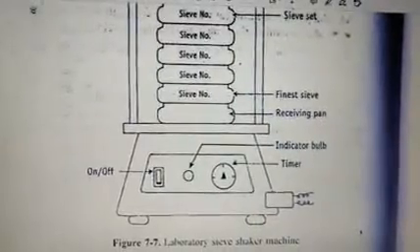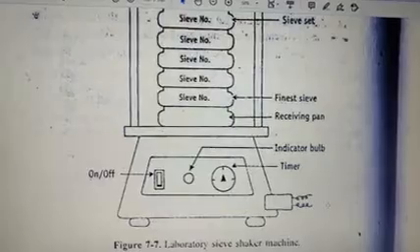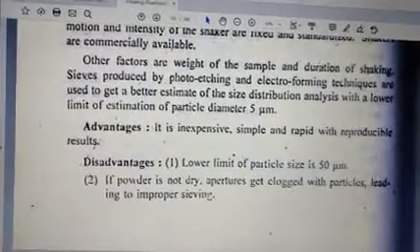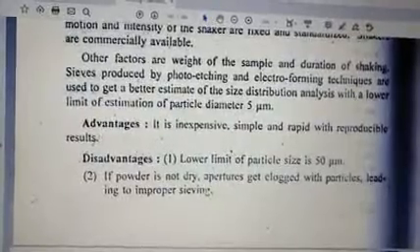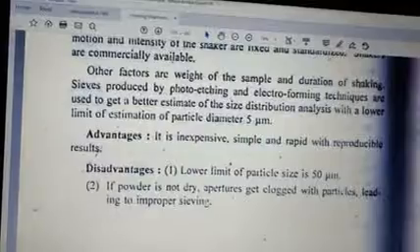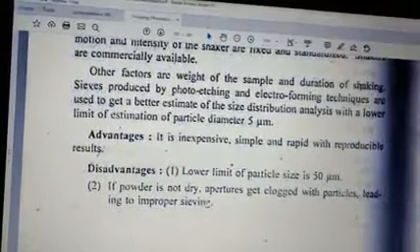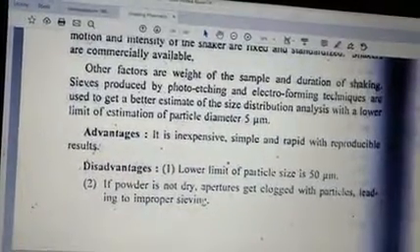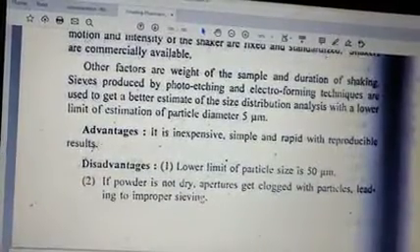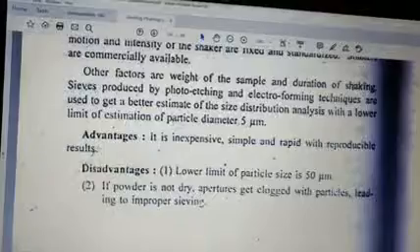This diagram I have earlier showed you. This is the diagram of mechanical sieve shaker. So this is the simplest instrument used, that is sieve shaker, mechanical sieve shaker. Advantages: it is inexpensive, simple and rapid with reproducible results, that is you will get precise results after carrying out different batches. And disadvantage: lower limit of particle size is 50 microns.